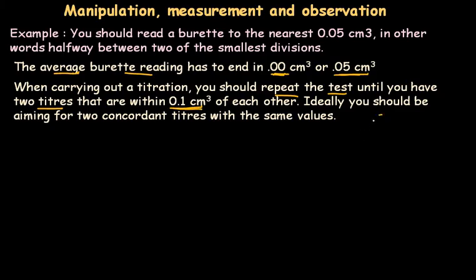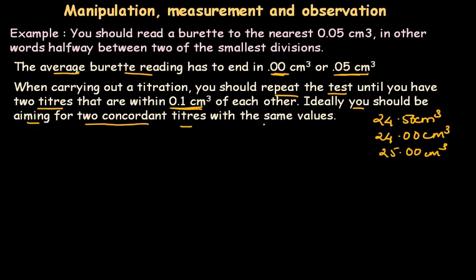Say for example, one of our readings is 24.5 centimeter cube. Then our other reading should not be much further away than 24.00 or 25.00 centimeter cube. So that's what we meant, that our 2 titers to be considered should not have a difference of more than 0.1 centimeter cube. And ideally, we should be aiming for 2 concordant titers within the same value. That is, 2 consecutive titers should have a similar value, the same value, to be considered the perfect readings.